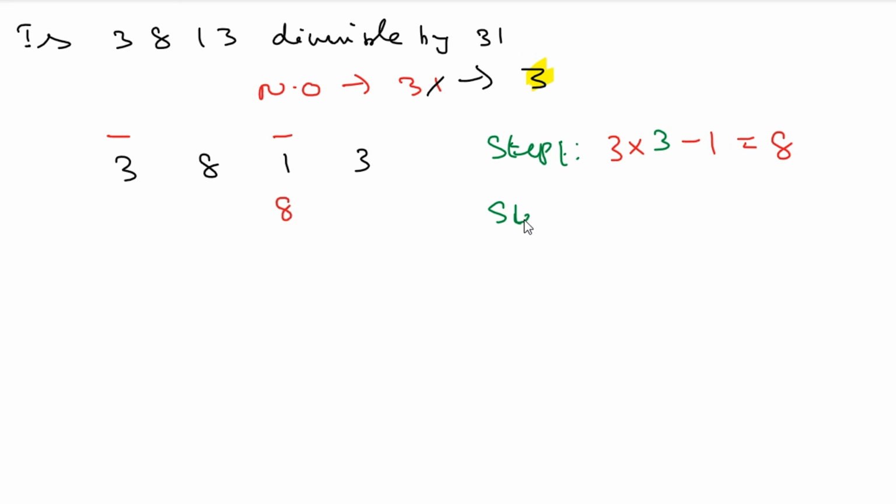Next, step 2, same process. You will multiply this 8 with the negative oscillator, that is 3. And what is the next one? This is a positive value or not? Plus 8. So that is equal to 24, plus 8, that is equal to 32. You will write down 32 at the bottom of this 8.